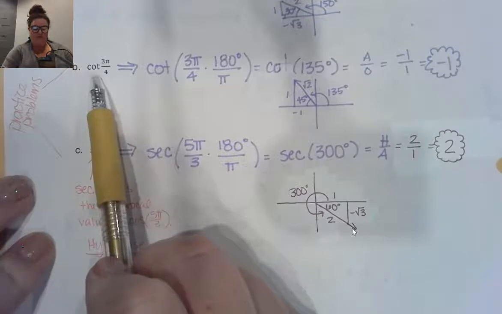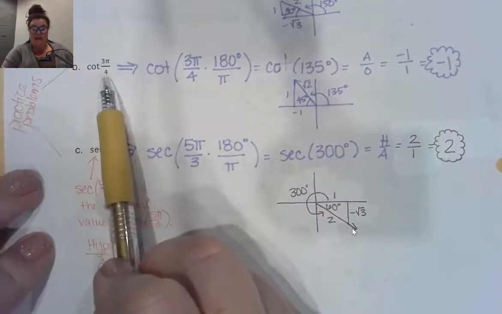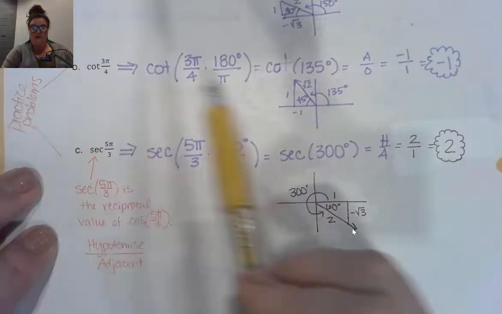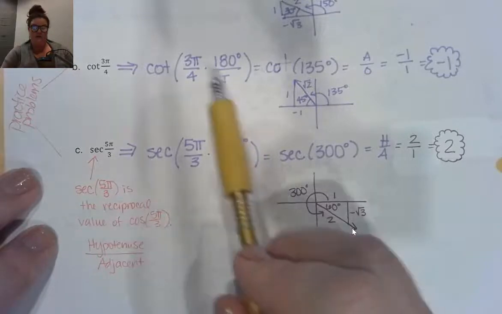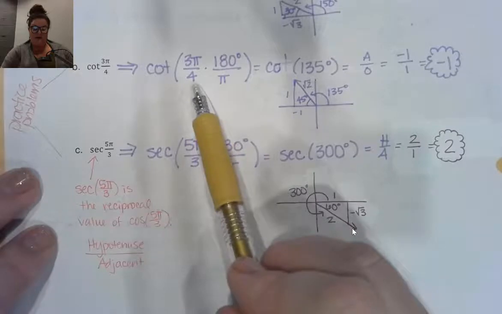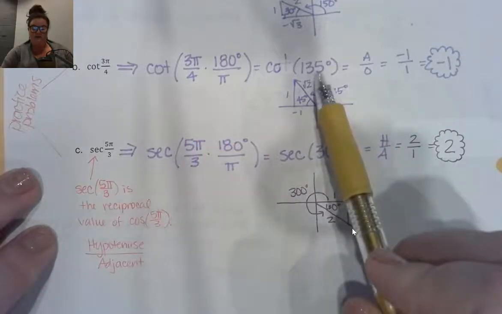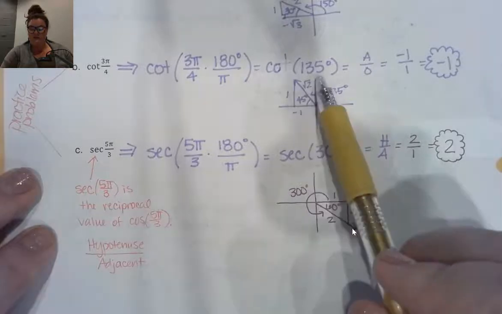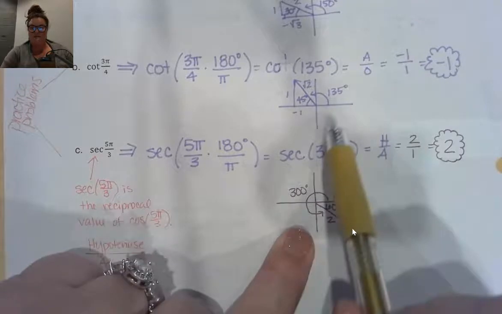So on the first one, we have cotangent. Okay, before we can do anything with cotangent, we need to first make our radian measure into a degree measure angle. So we're going to multiply by 180 degrees over pi. My pi's will cancel, and when I do 3 times 180 divided by 4, that leaves me with 135. So I'm calculating cotangent of 135 degrees.